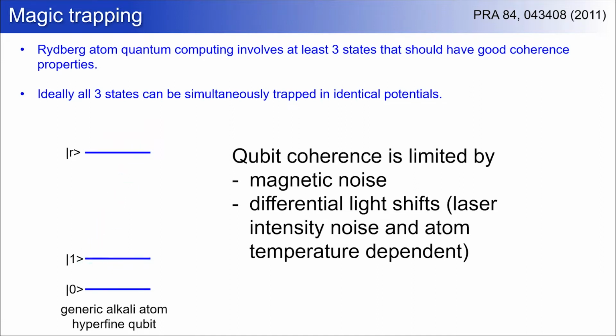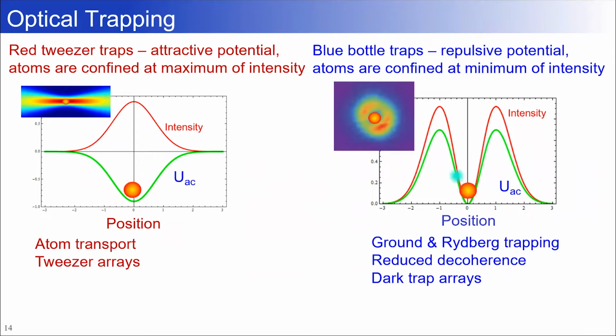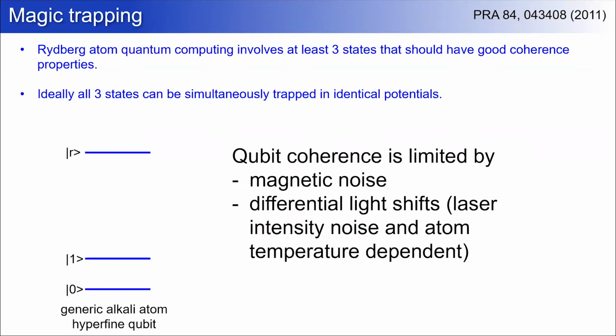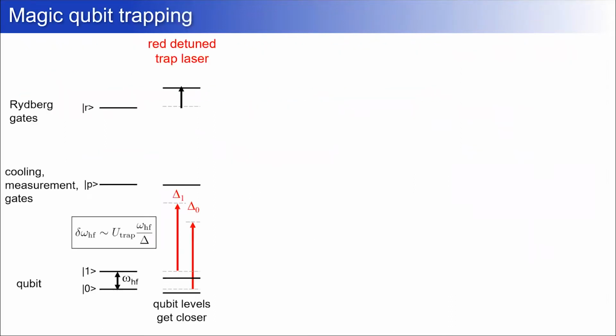cause heating and decoherence. And qubit coherence is in general limited in these systems by magnetic noise and by differential light shifts on the qubit, and on the qubit relative to the Rydberg level. They can be induced by laser intensity noise. They're also dependent on the atom temperature, because if the atom's moving around in one of these potentials, then it will over time see different intensities. And if that intensity affects the levels differently, you'll get a time varying shift of your energy states, which is not good. So, how does that work out?